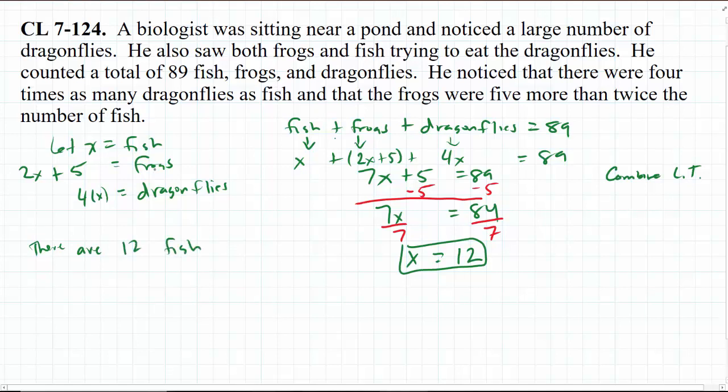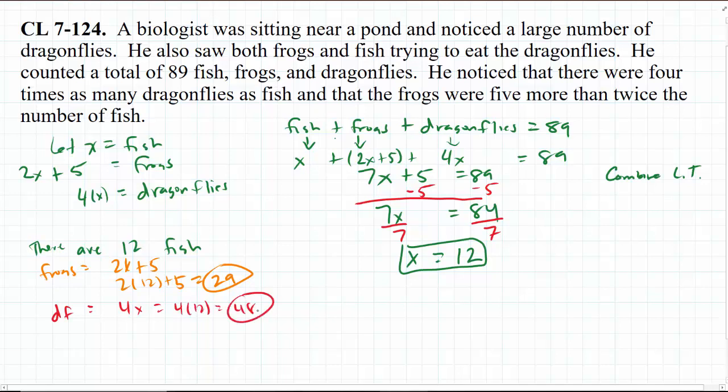For the frogs, let's do this in a different color. It's 2x plus 5. That's 2 times 12 plus 5. That's 24 plus 5, which is 29. And then for the dragonflies, I'll put df. That's just 4x, which is 4 times 12, which is 48 dragonflies.